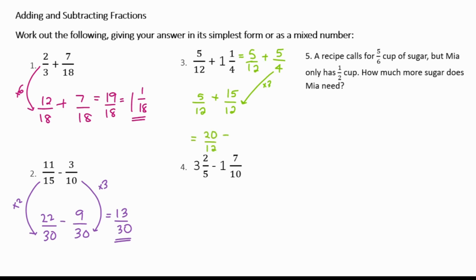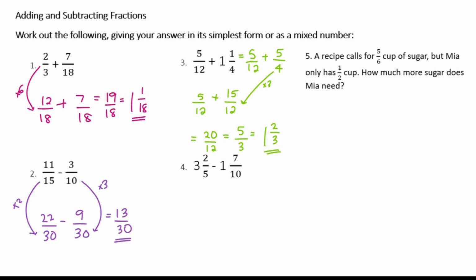So we can first simplify this by dividing by 4, and that gives us 5/3. And we can now write this as a mixed number since it is an improper fraction, and we can write this as 1 2/3.